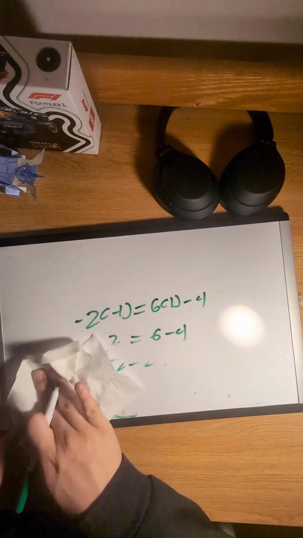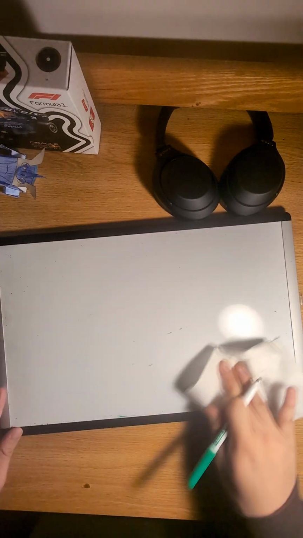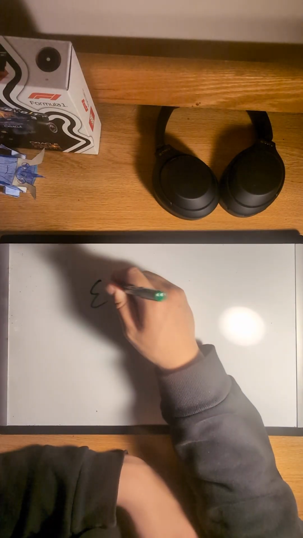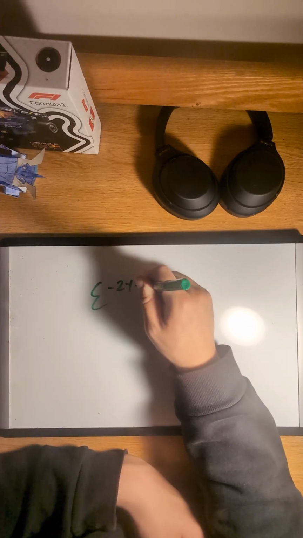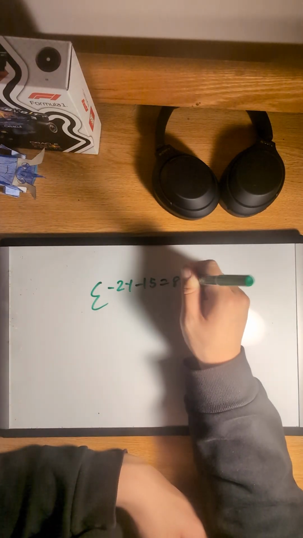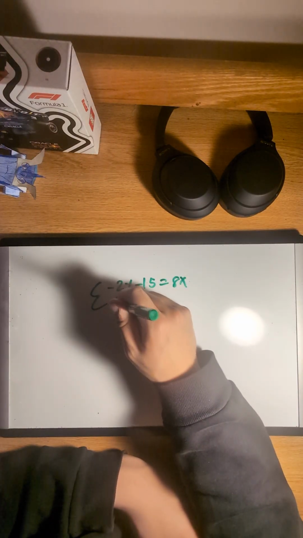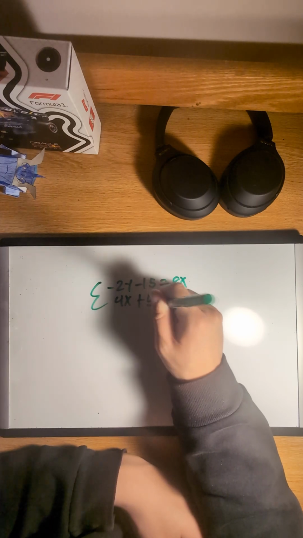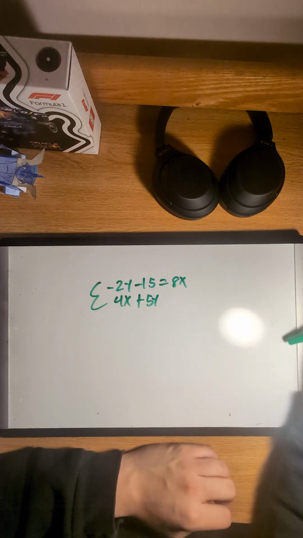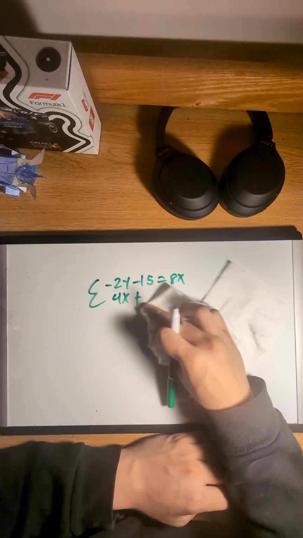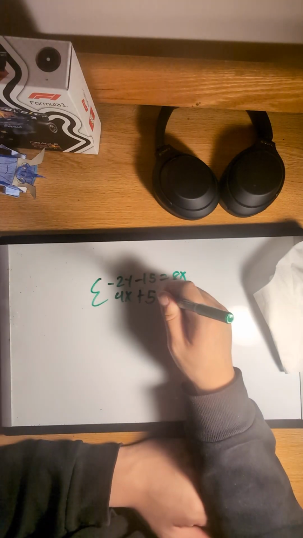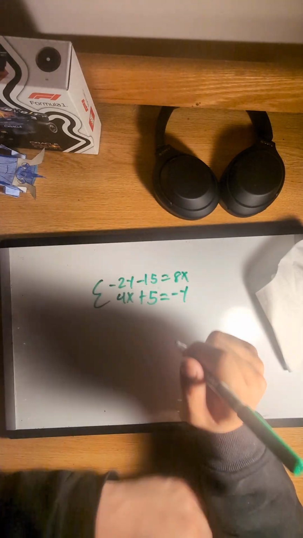Alright, that's the substitution method. That's our first problem. The next one is the elimination method. So we're going to set up a new system. It's going to look like this: negative 2y minus 15 equals 8x, and 4x plus 5y. Oh, 5, just 5. Sorry, it's hard to read these problems with the light. Plus 5 equals negative y.